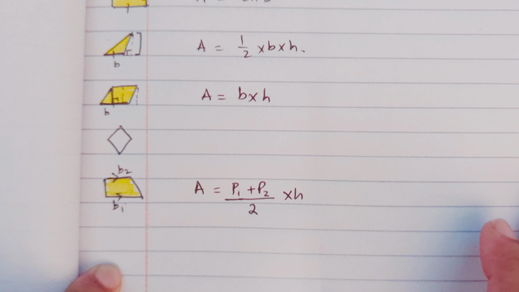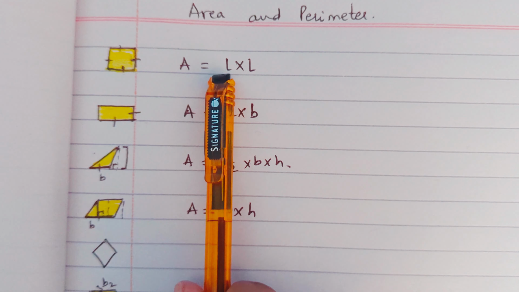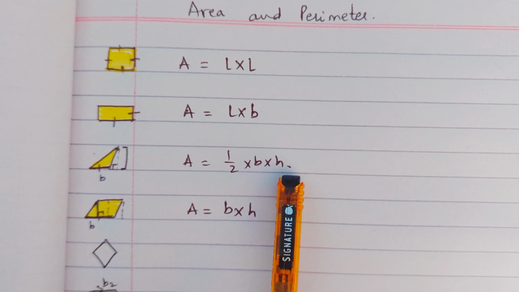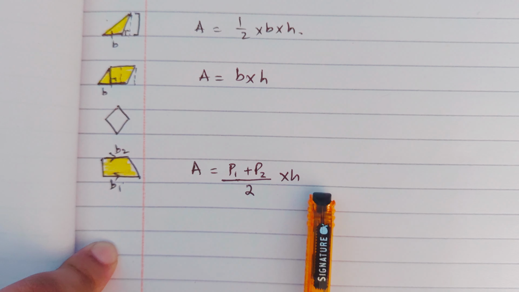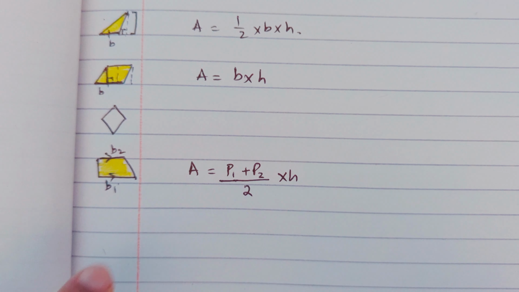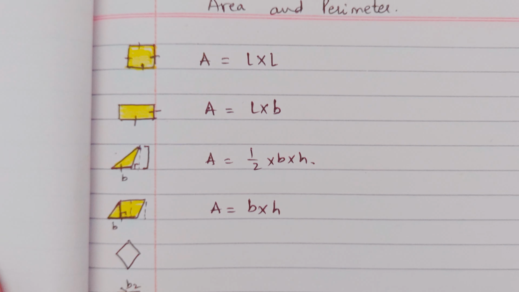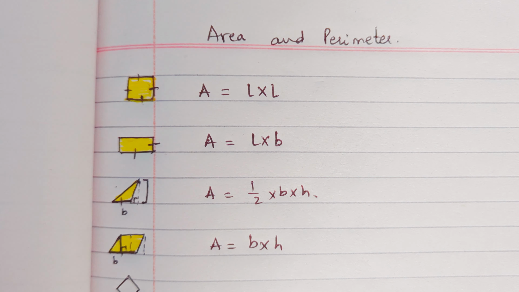So basically in all these formulas you will find a length and a breadth. Okay, now how to find out the perimeter? Perimeter is basically the sum of the outer parts.